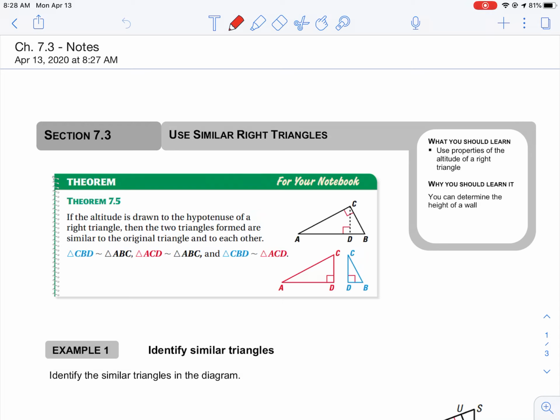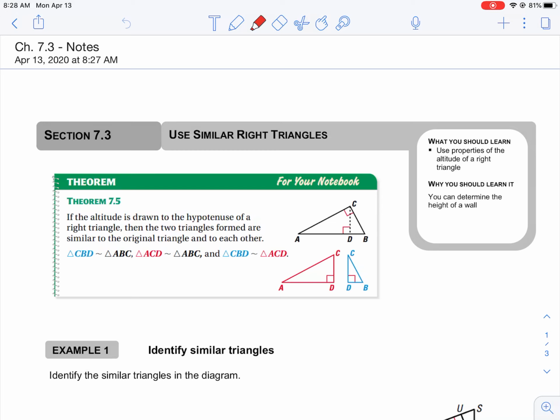Today we're going to be going over section 7.3, use similar right triangles. So we're going to start with this theorem 7.5. It says if the altitude is drawn to the hypotenuse of a right triangle, then the two triangles formed are similar to the original triangle and to each other.